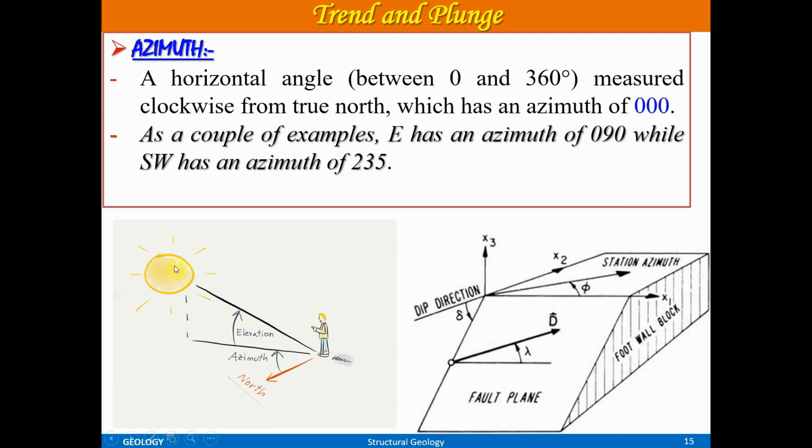Or there is a hot air balloon in the air. You will be projecting that onto the ground. And if you project this point onto the ground, you will have a straight line from the observer point to this point, and if that line makes an angle of 30 degrees with the north, then its azimuth is said to be 030. For example, the east side has an azimuth of 090, while the southwestern side has an azimuth of 235. Got it? So that's called the azimuth.